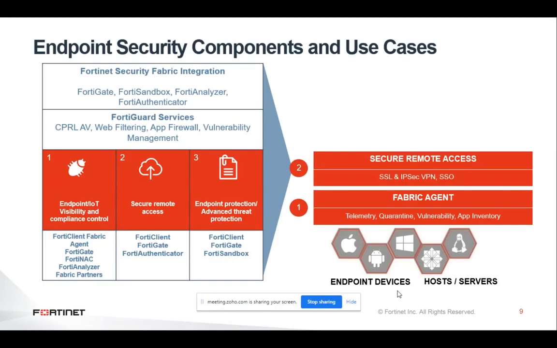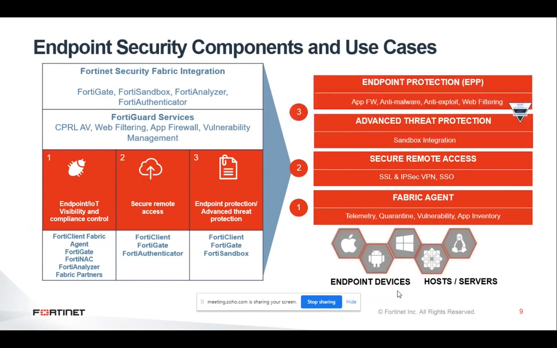So we basically have three types of agent. One is the Fabric Agent in FortiClient. The second one is the secure remote access. The third one is the sandbox integration and advanced protection. So you can use whichever you would like. Secure remote access is of course free of cost. There is no cost for IPsec VPN or SSL VPN. But apart from that, if you want to use any of the other technologies, then in that case you will require a license.